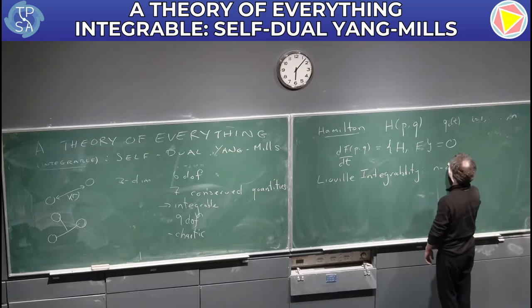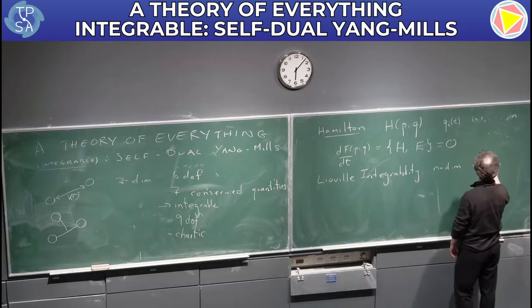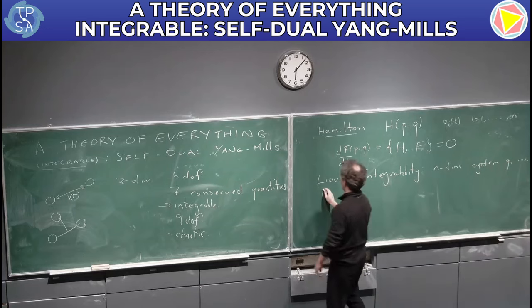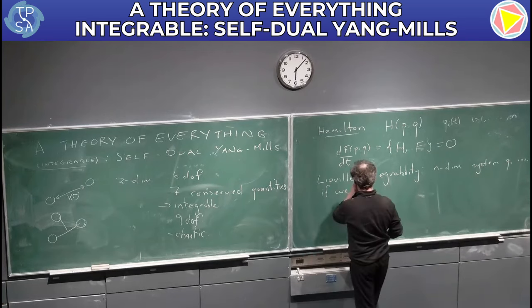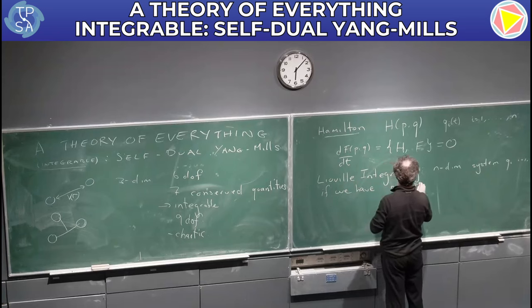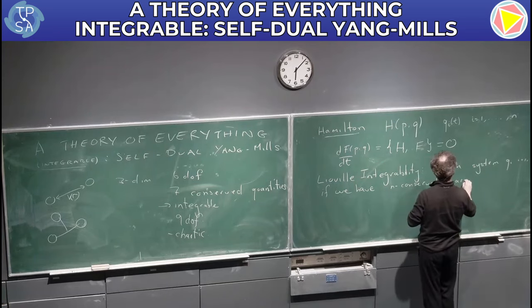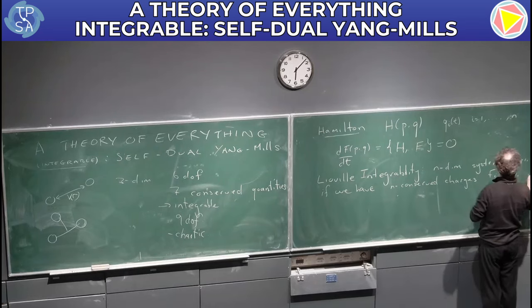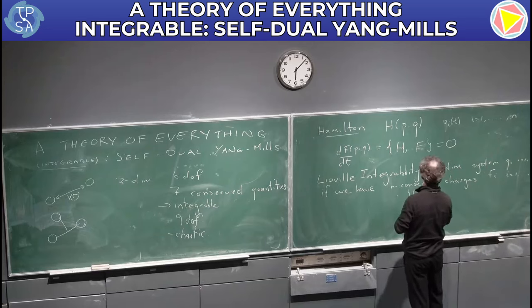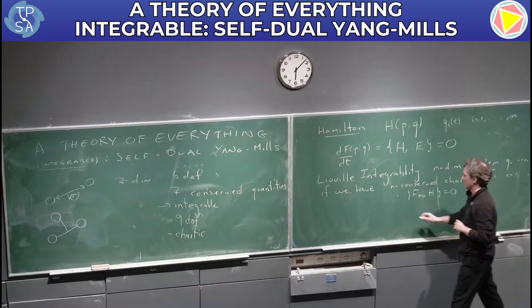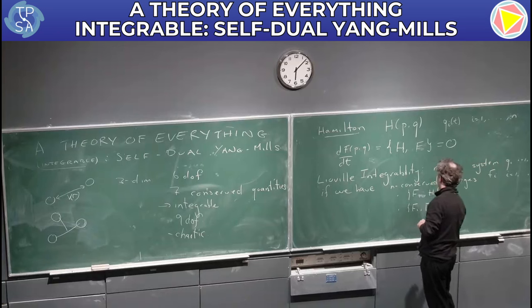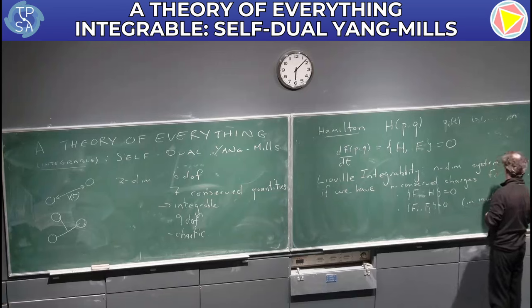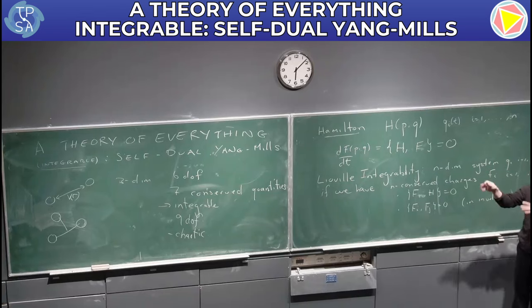Where if I have some n-dimensional system, so I have q_i, i going from 1 to n, if I have n conserved charges, so that means I have f_i going from 1 to n, such that f_i Poisson commutes with my Hamiltonian, and they are in involution, so they have to Poisson commute with each other. Then the motion is integrable and has all these nice properties.